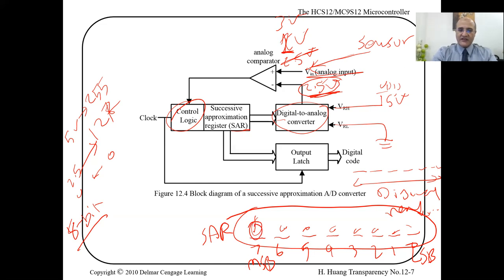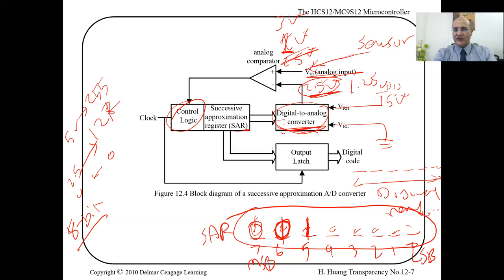Then it goes to bit number 6 and sets a 1 here. Okay, now the number is smaller, right? When it passes through a digital to analog converter, it will give a smaller voltage value, right? Let's say, I don't know, half of this, 1.25 volts. Is 1 greater or less than 1.25? It's still less than that. So this should not be a 1. It becomes a 0.